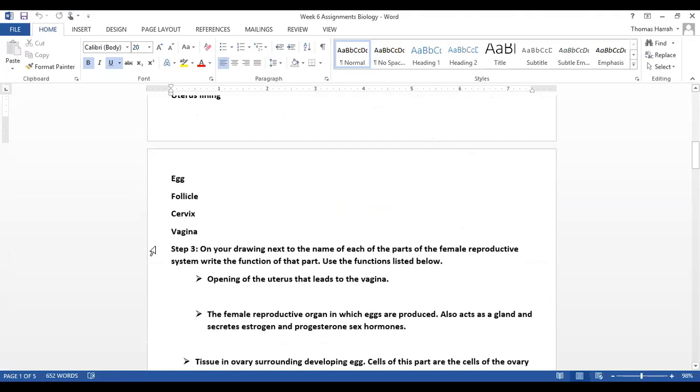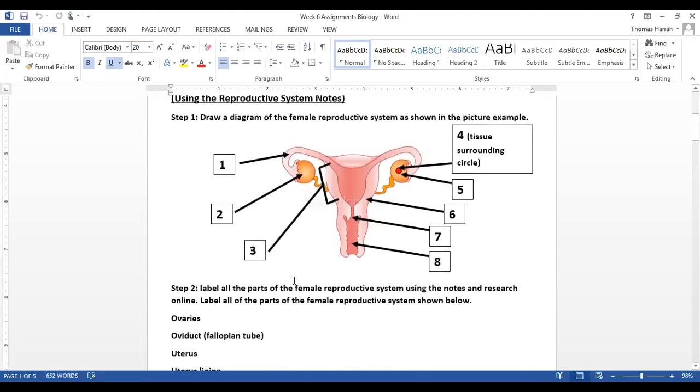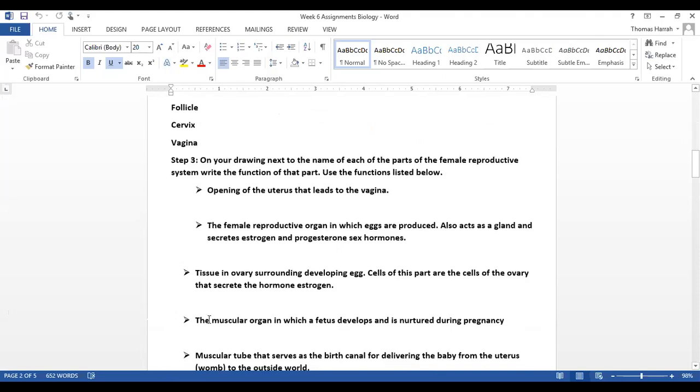Step 3, on your drawing, next to the name of each of the parts of the female reproductive system, write the function of the part. Use the functions listed below. This is an important step, and it's part of the grade for this assignment. Leave yourself plenty of room on your paper to be able to write the functions next to the name, where you label the names for the parts. If you leave off the functions, I'm going to take off a significant chunk of the points for this assignment. So make sure you're writing out these full functions on your paper.